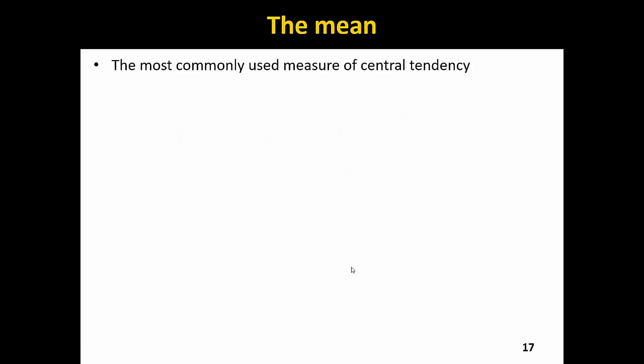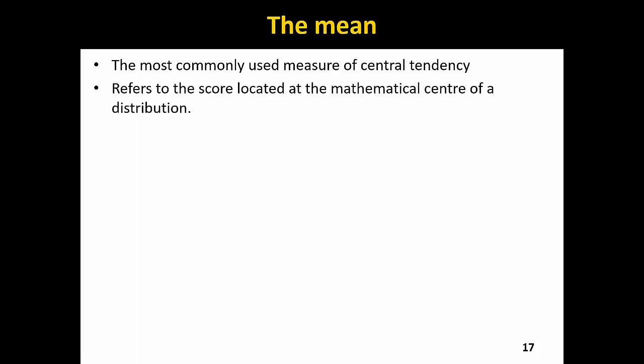Perhaps the most common measure of central tendency that's used is something called the mean, or just simply the average. And the mean refers to the score that's located not at the location, but rather a mathematical center. So if it's a mathematical center, to arrive at this location, we have to go through some arithmetic here. As I indicated, another term for the mean is the average, and the mean considers all the scores in a distribution.